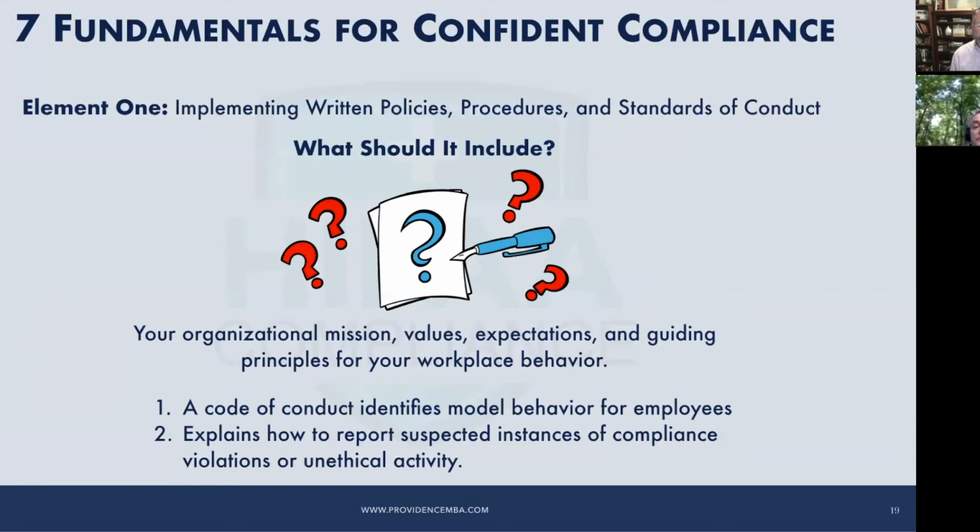And the second one explains how to report suspected instances of compliance violations and unethical activity. Let's talk real quickly about what unethical activity may be. Remember that the problem with the Alabama case was accessing a record and sharing it with a third party. I think we've got to be careful. I think this is one of the things that all offices just need to be thinking about.